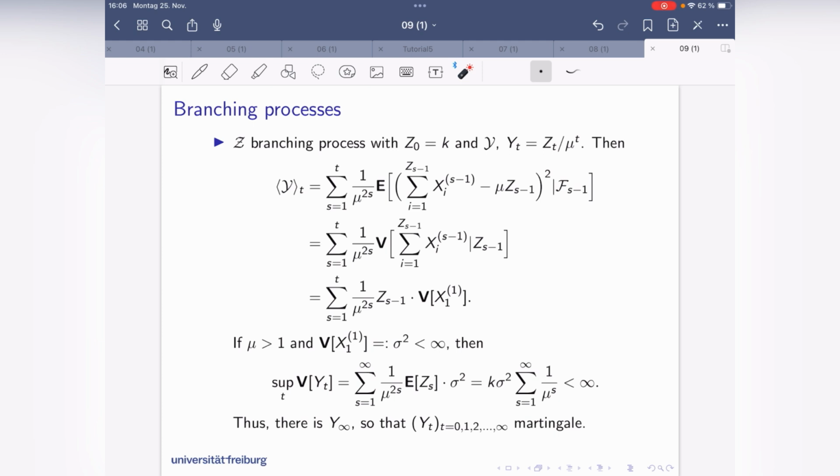And from this, we now see this L2 convergence, given that p is bigger than 1. So given that mu is bigger than 1.